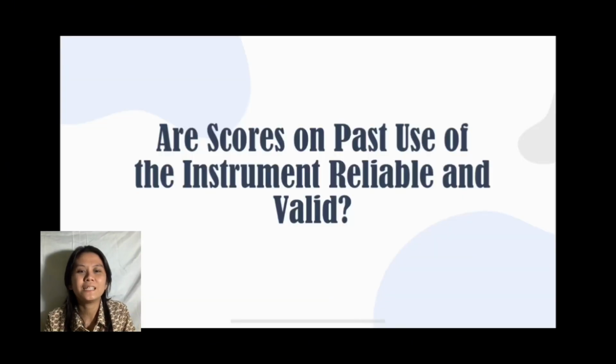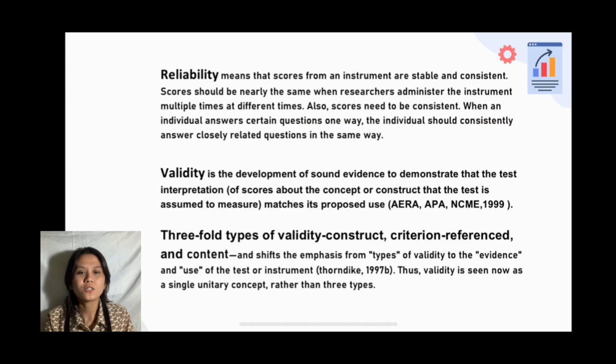Now, let's proceed to the reliability and validity. Are scores on past use of the instrument reliable and valid? Scores on past use of an instrument need to be both reliable and valid. Reliability ensures that scores remain stable and consistent over repeated administrations, while validity ensures that the interpretation of scores matches the intended use of the instrument.